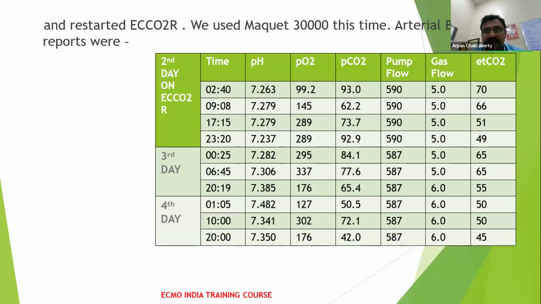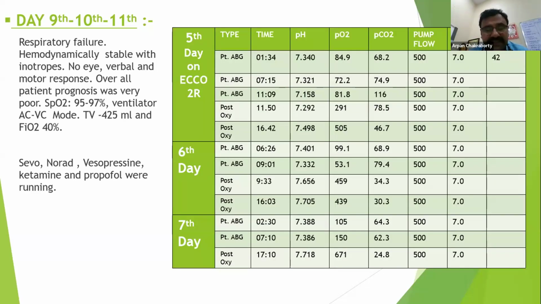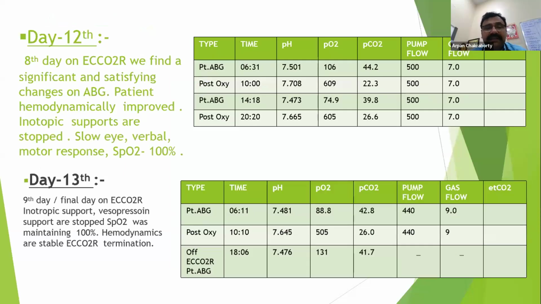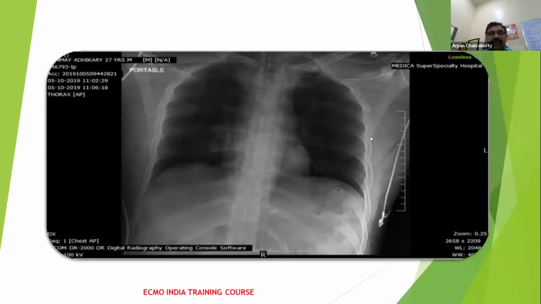The ECOR started working. The CO2 came down from 93 to 62, 73, then 92, then again 42 is the last on day 4. It continued to day 11. We changed the oxygenator once. Day 13, the lungs started improving, and on the final day of ECOR, the 9th day of ECOR, the saturation was maintained, the carbon dioxide went down to around 42, maintaining well, and the lungs are looking good, normal.